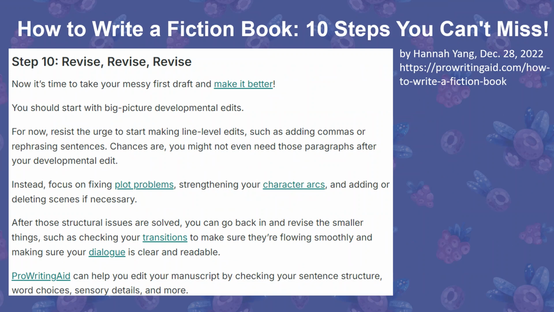Step 10 is revise. Now it's time to take your messy first draft and make it better. You should start with big picture developmental edits. For now, resist the urge to start making line level edits, such as adding commas or rephrasing sentences. Chances are you might not even need those paragraphs after your developmental edit. Instead, focus on fixing plot problems, strengthening your character arcs, and adding or deleting scenes if necessary. After those structural issues are solved, you can go back in and revise the smaller things, such as checking your transitions to make sure they're flowing smoothly and making sure your dialogue is clear and readable.